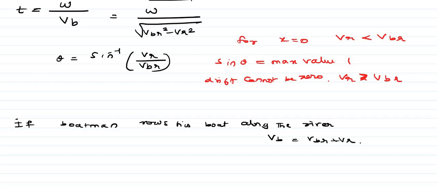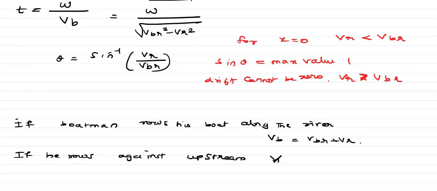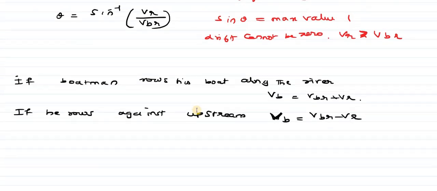Okay. But if he rows upstream, that means against the river, that we call upstream. Upstream means opposite to that. Net velocity will be equal to what? VB will be equal to VBR minus VR, because you are trying to move against the river, correct? So that time the net velocity will be equal to VBR minus VR. Is it clear, all of you?